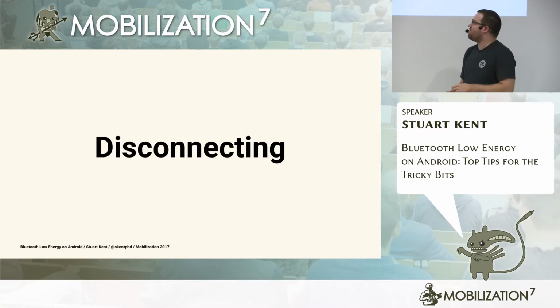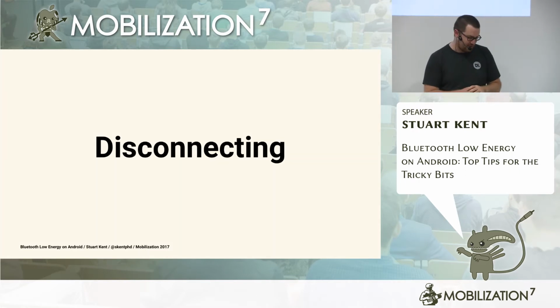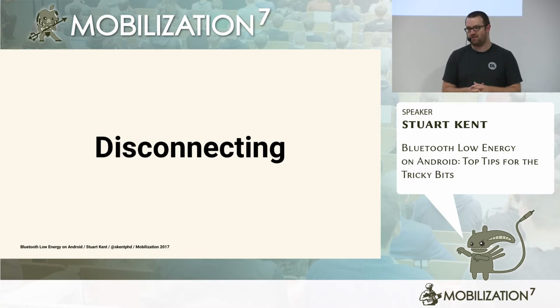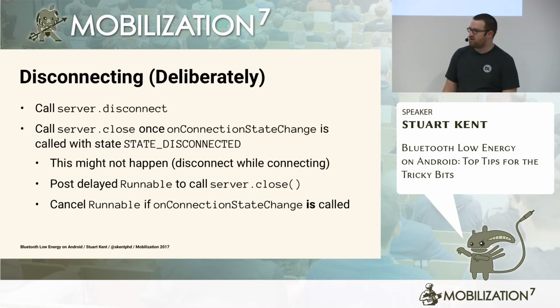So all the good stuff has happened now. We've interacted with our peripherals, and it's been super fun, and we've written some queues and stuff like that. At the very end of the day, what we want to do is make sure we disconnect cleanly from this peripheral. And the way we do this is by calling servo.disconnect.